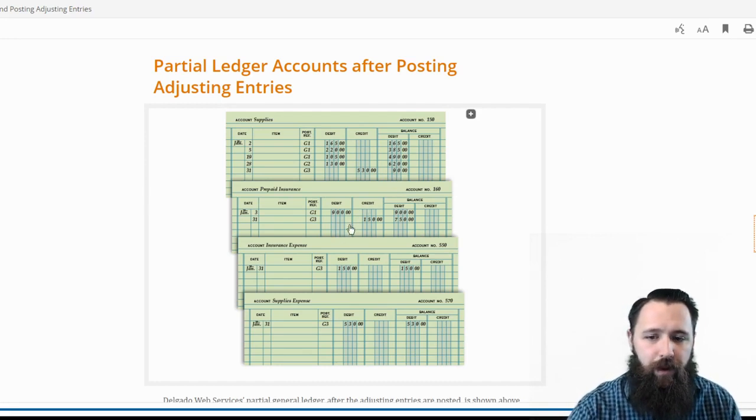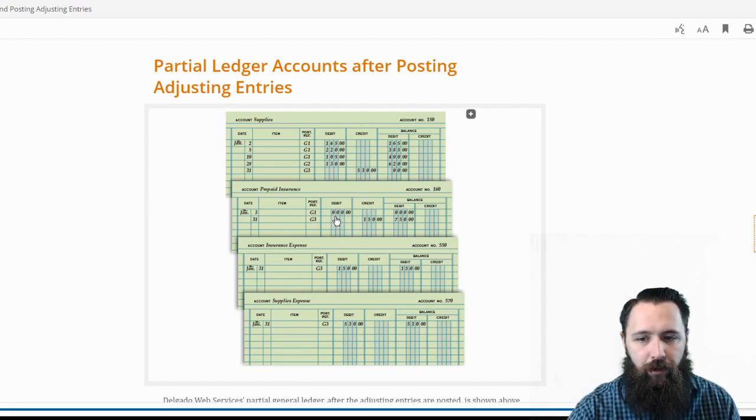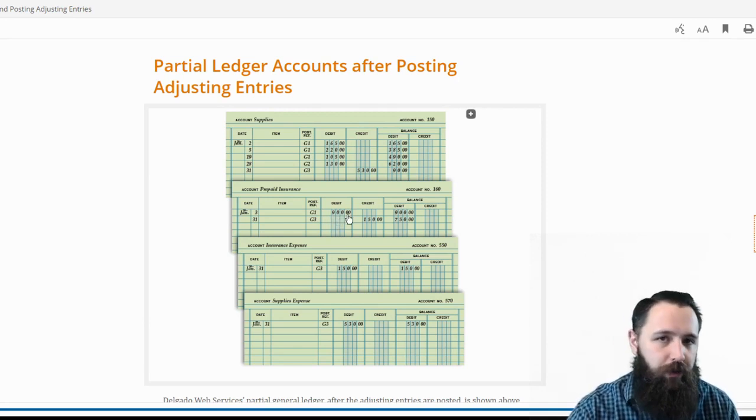Same thing with prepaid insurance. You can tell that little story: we bought $900 worth of insurance on January 3rd, and then we only used $150. What we have on hand now, our new balance, is $750 of that prepaid insurance.